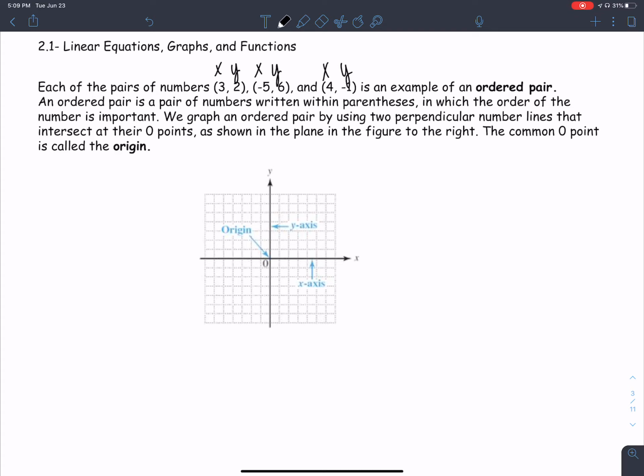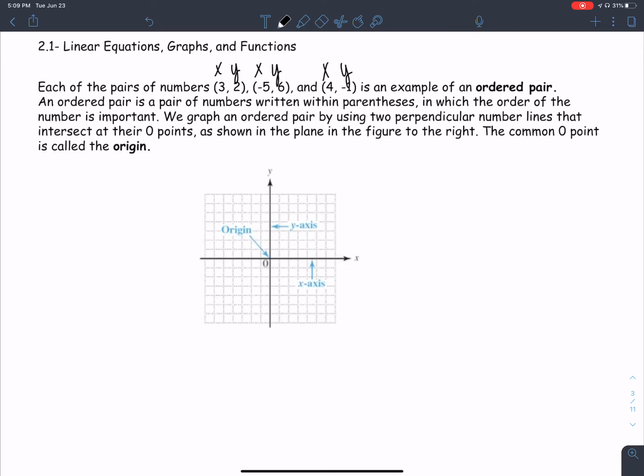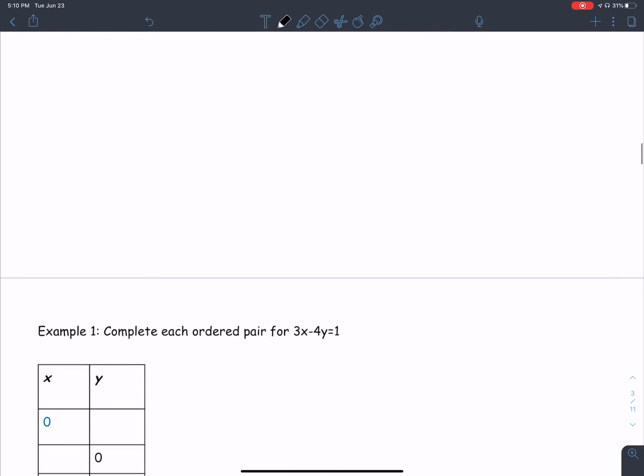We graph an ordered pair by using two perpendicular number lines that intersect at their 0 points, as shown in the plane right here. The common point, the 0 point, is called the origin. So right there, that's (0, 0). You should have seen this before.